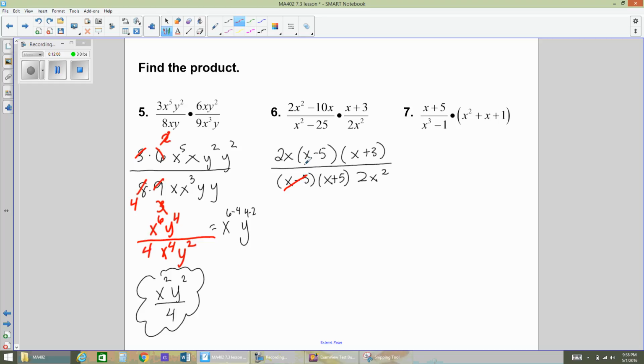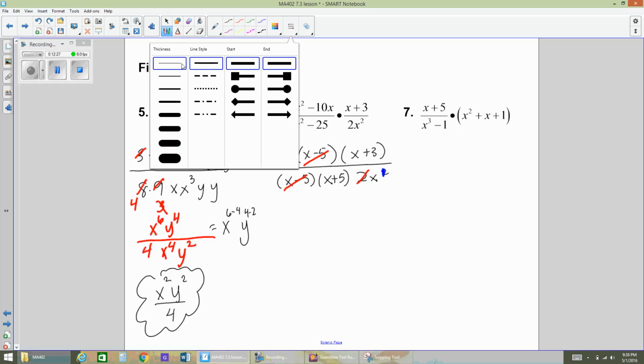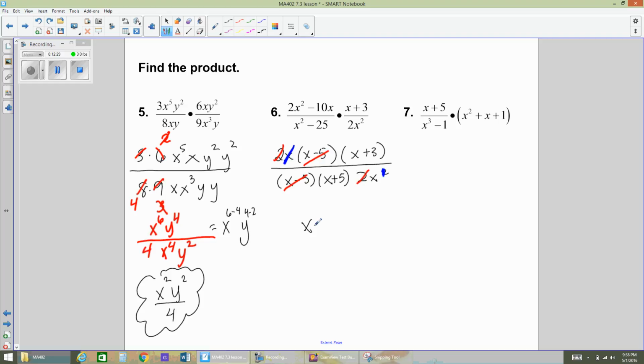Okay, the minus 5's cancel, the 2's cancel, and this, I'll change to blue for you, this 1x cancels, turning this x into a 1. Did you follow that? There was only one x on the top, but there were two x's on the bottom, so they cancel, leaving one of them on the bottom. Okay, so the numerator is x plus 3, and the denominator is x times x plus 5. That one's maybe a little trickier. Think about that.